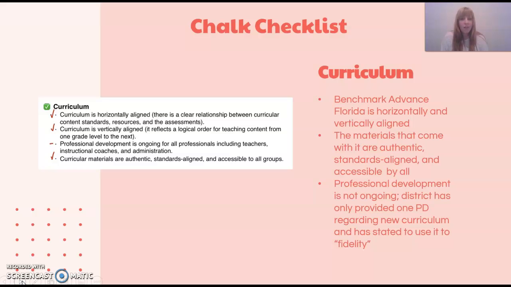The only thing that I felt lacking was the professional development, as it is not ongoing. Professionals were only provided with one PD regarding our new curriculum, and all that was given to us was an overview of how to access the materials. And the only other thing that was stated was to use it to fidelity. I do feel that if they provided more instructional videos or more professional development on how to include these into a normal ELA block in the classroom, that teachers would be more successful in implementing this curriculum.